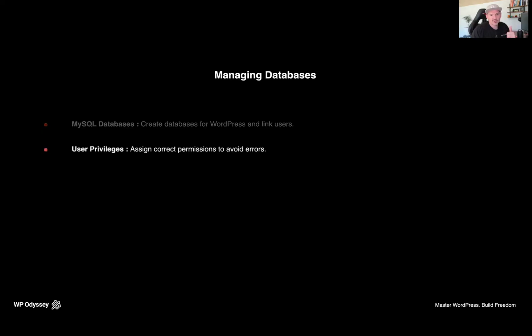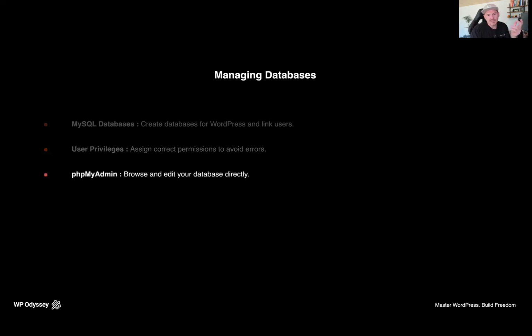Okay, so managing databases. Now, I know we talk about this when we talk about setting up your first or installing your first WordPress website, but just for me to show you exactly what is possible in cPanel, I think it's worth just running through. So MySQL database is where you can create databases for WordPress and you can link users to it. So user privileges, so you assign the correct permission to avoid errors. Obviously with WordPress, you need to create a database, you need to create a user, and then you need to pair the two together so that the user has got the privileges to use that database. So you can do that in cPanel.